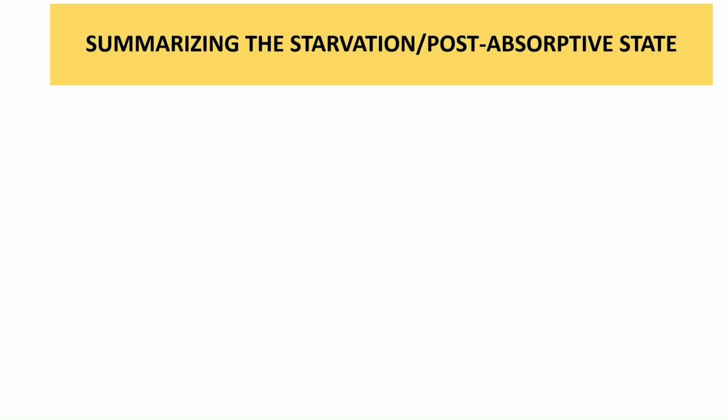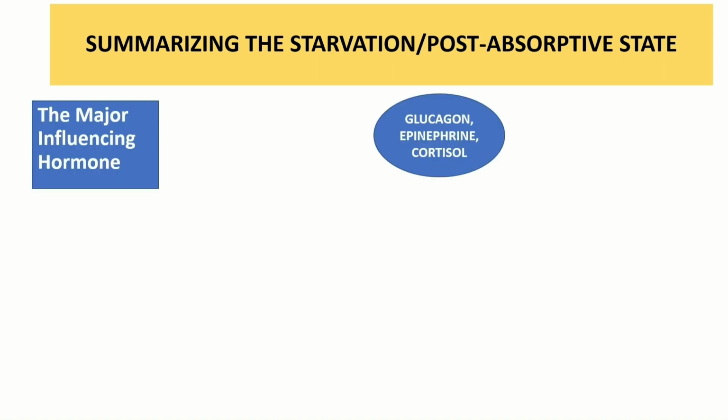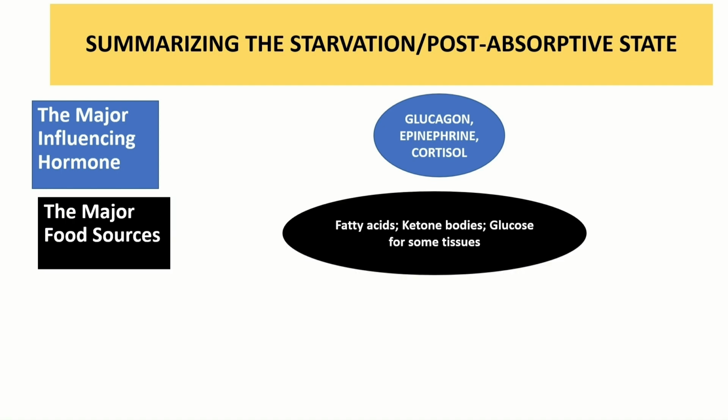Let's summarize the starvation state. In this state, we are under the influence of three hormones: glucagon, epinephrine, and cortisol. The major food sources are fatty acids and ketone bodies. But for certain tissues like red blood cells, glucose is the only source, just like in well-fed state. Brains feed on glucose for a long time. Only during prolonged starvation, when glucose becomes too scarce, they start feeding on ketone bodies.